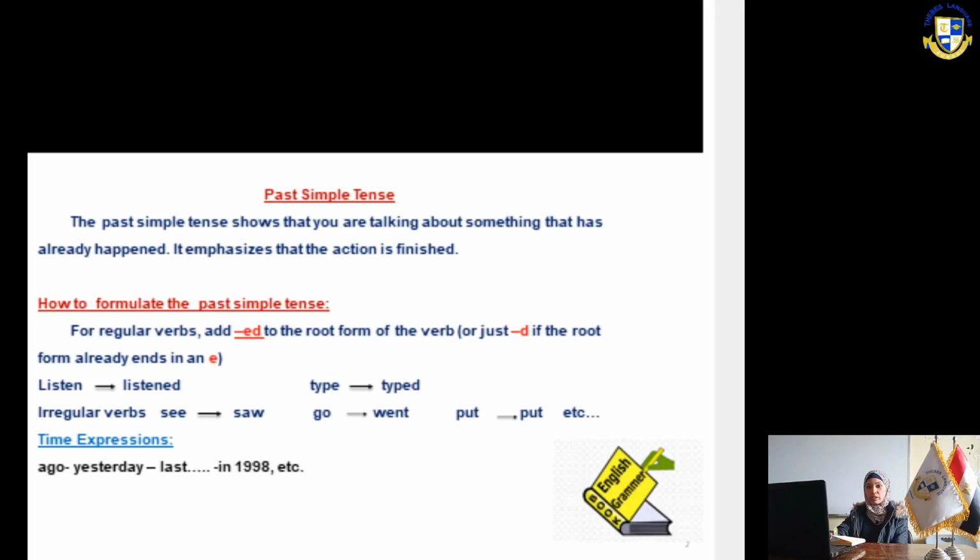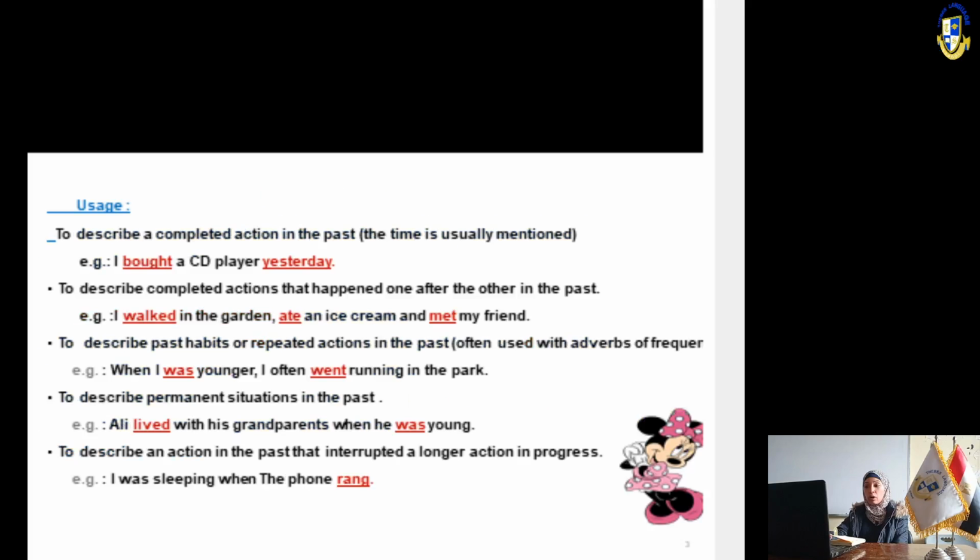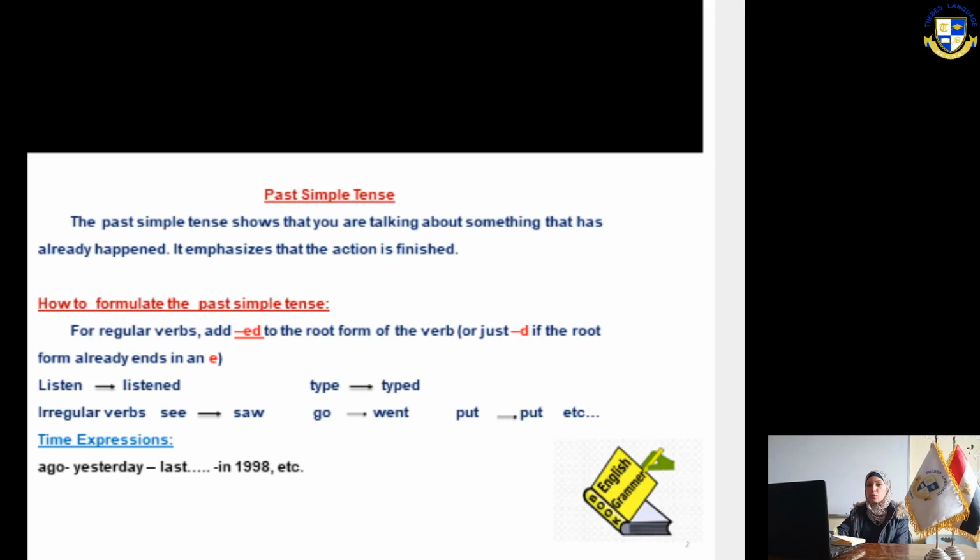For example, if I have listen, it will be listened, so I will add ed to the verb. If I have type, which ends with the letter e, it will be typed. I will add only the letter d to the verb. And for sure, guys, I have some irregular verbs like see, which becomes saw, go becomes went, and put. And we have some time expressions like ago, yesterday, last week, last month, last year, and in 1998. So if you find, guys, one of these time expressions, you have to use past simple.